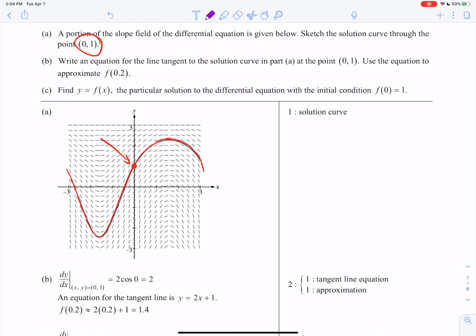Again, I don't see that too often. Here's part B. Write an equation of a tangent line, and then they ask you to do something else with it. So remember, we need a point and a slope. The point they already give you, it's right here, (0, 1). All we're missing is a slope.